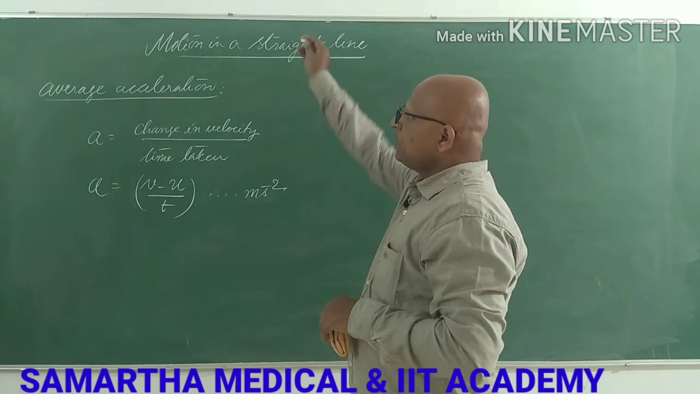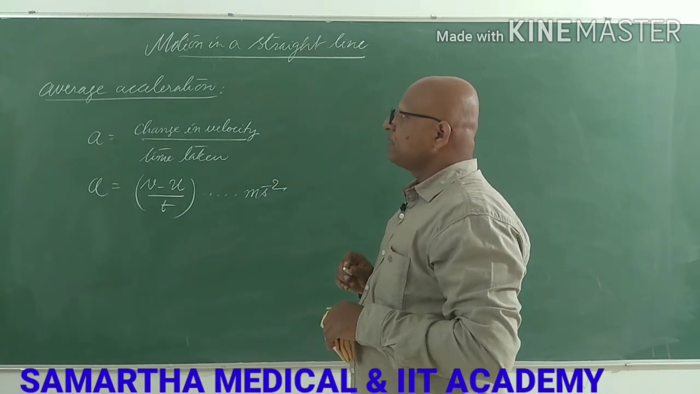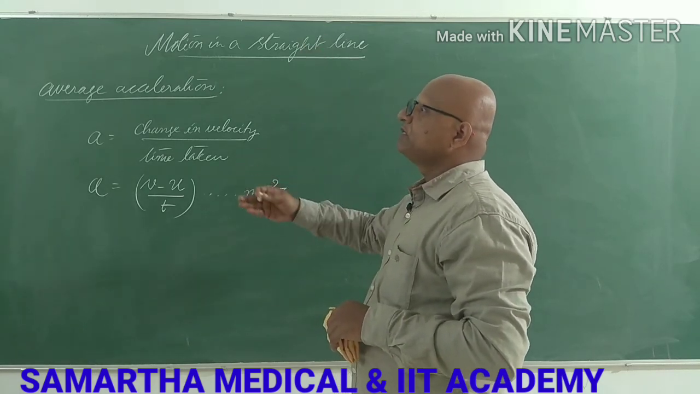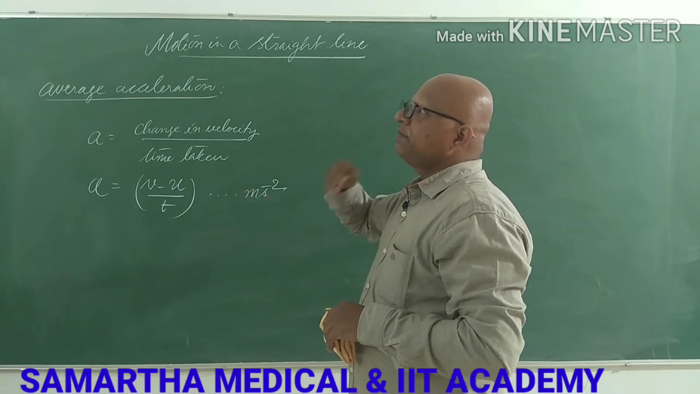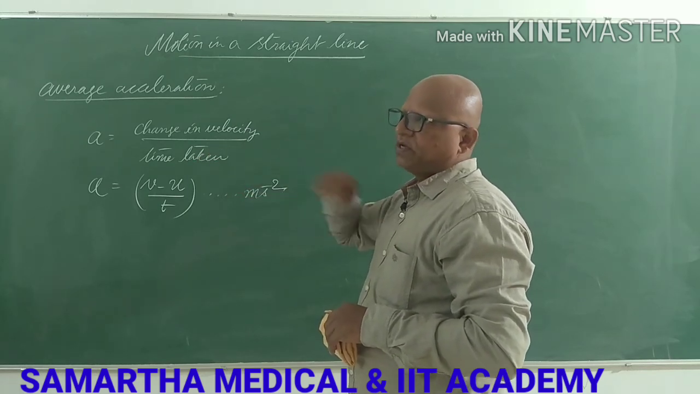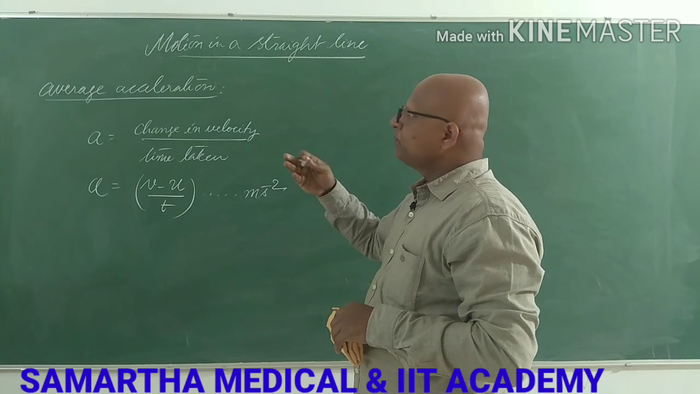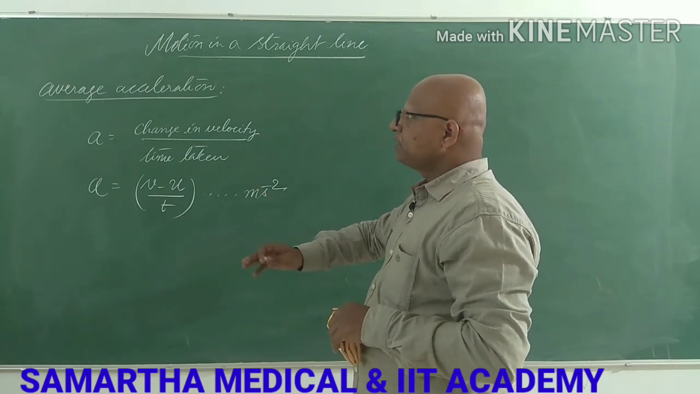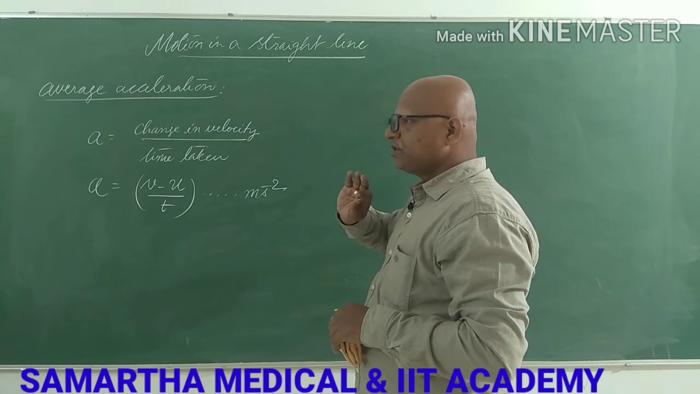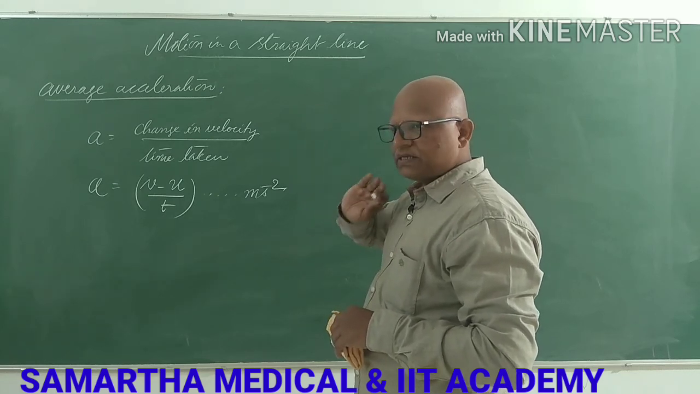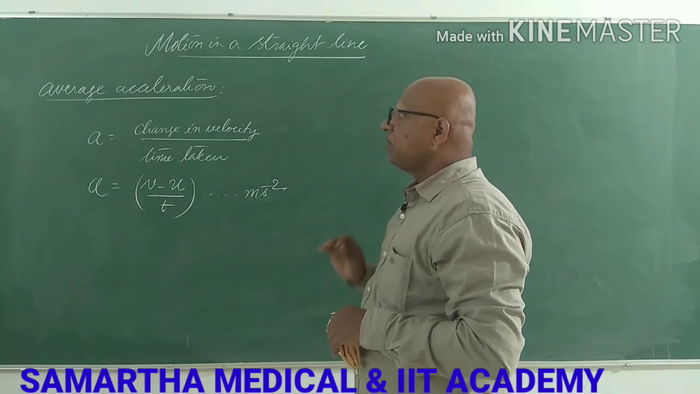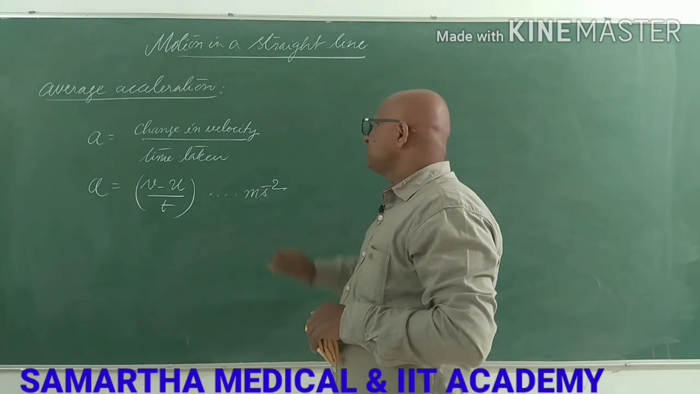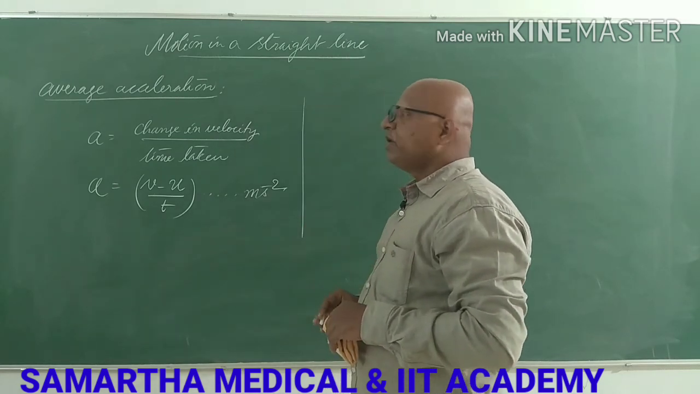Now we will come to the average acceleration. In the previous class we discussed uniform velocity, instantaneous velocity, average velocity. After that we were introduced to acceleration, uniform acceleration, and non-uniform acceleration will also be there. We will not go into the details of that. And here is something called average acceleration, which is very similar to the average velocity.